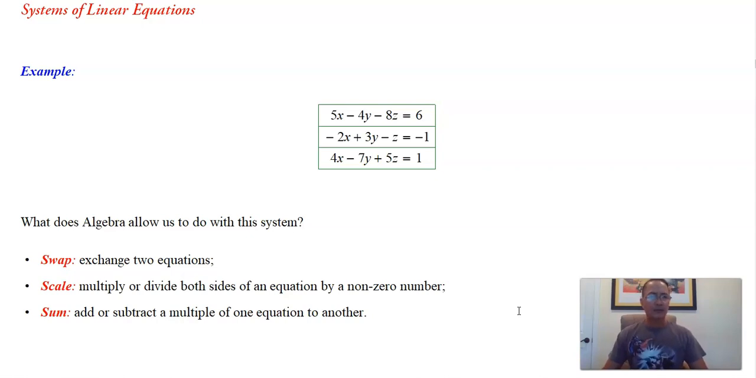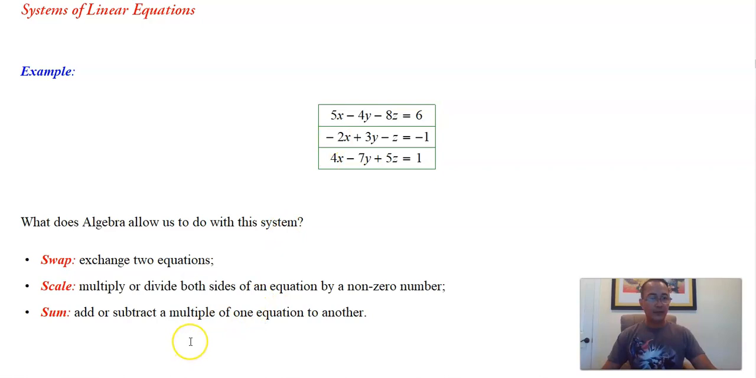And in college algebra, what were you allowed to do with such a system? There were 3 things that you could do, and we'll call them swap, scale, and sum. For swap, you simply exchange 2 equations. For scale, you multiply or divide both sides of an equation by a non-zero number. So for example, if the first equation here had a 2 instead of a 5, then it would probably be a good idea to divide both sides of that equation by 2. You get smaller numbers, and as a bonus, x will have a coefficient of 1, and that's always a good thing. So let's bring it back to our 5.